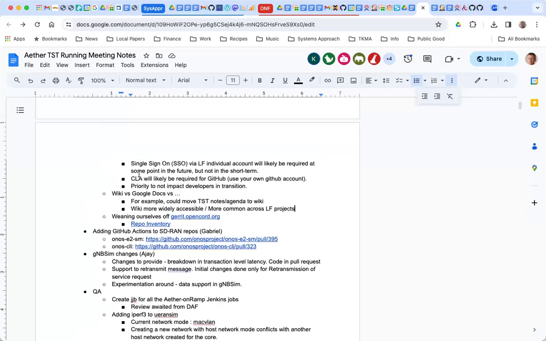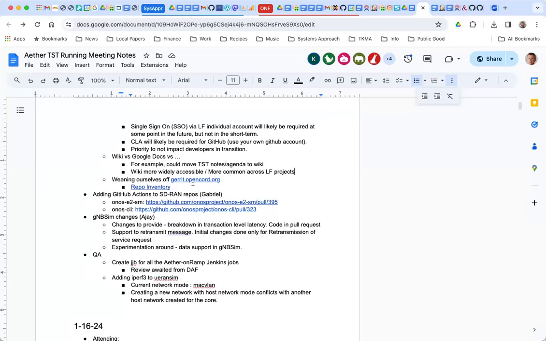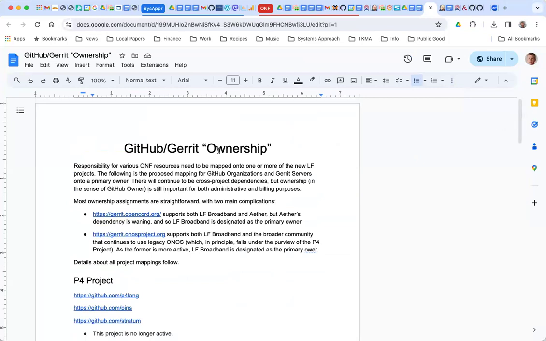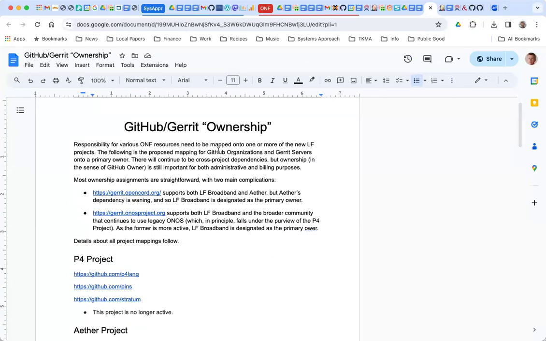Another transition related topic: let me jump to this link. I called it a repo inventory. You should be able to get to this, it's in that shared TST folder. This is basically taking all the Gerrit and GitHub properties of the ONF and deciding which of the new LF projects will take quote unquote ownership of it.